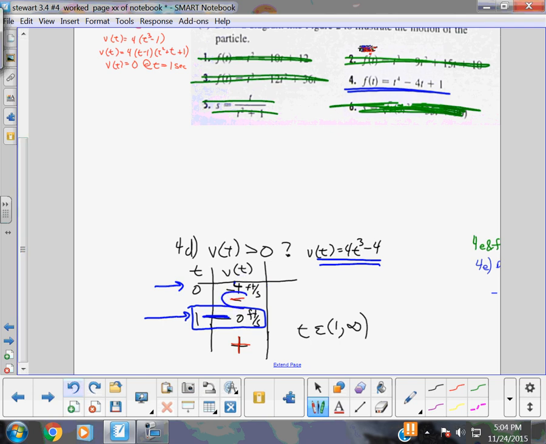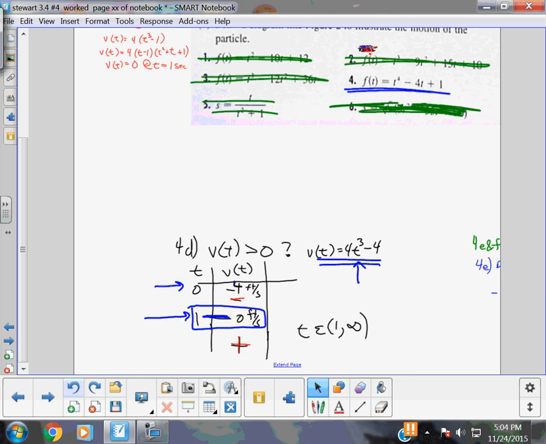So I put the little negative sign mark there. And then if I plug in a positive number, or time greater than 1, I'm sorry, like time equals 2, 2 cubed is 8. 8 times 4 is 32. 32 minus 4 is 28. It's positive. I put my sign mark, S-I-G-N, there.